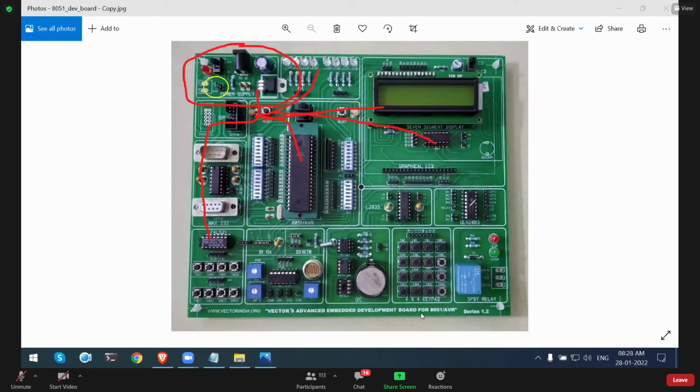This IC is there, this IC is there. From here, the power will be given to each and every IC of the microcontroller board. Okay, so from here only it will provide it.